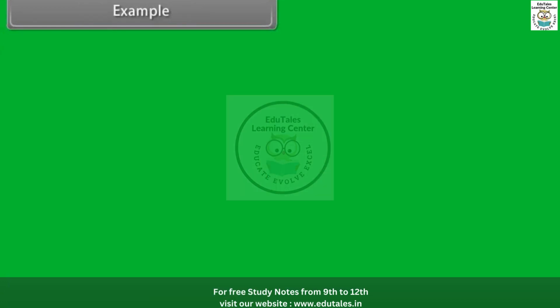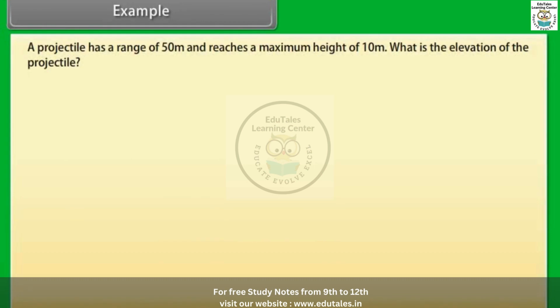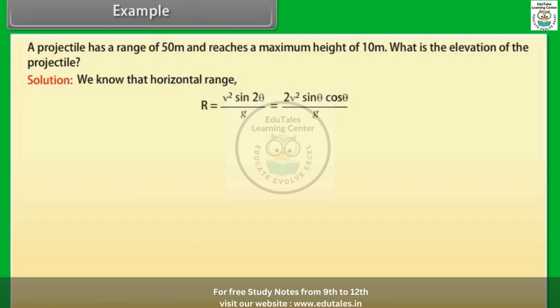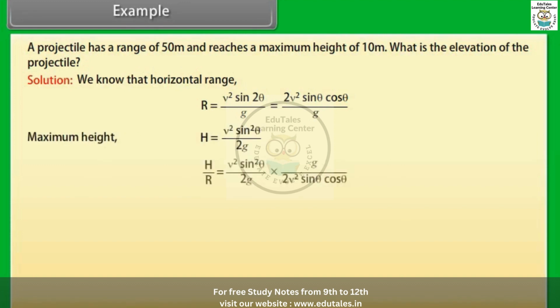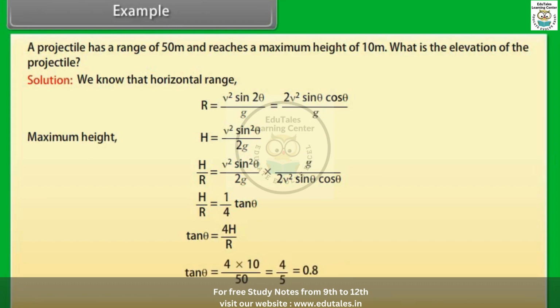Example. Let's take an example of projectile motion. A projectile has a range of 50 meters and reaches a maximum height of 10 meters. What is the elevation of the projectile? Let's see the solution. We know that horizontal range is equal to v squared times sin 2 theta divided by g. We derive the relation between height and range, given by h upon r is equal to 1 by 4 tan theta. On calculating this equation, we get the value of theta equals 38.66 degrees.